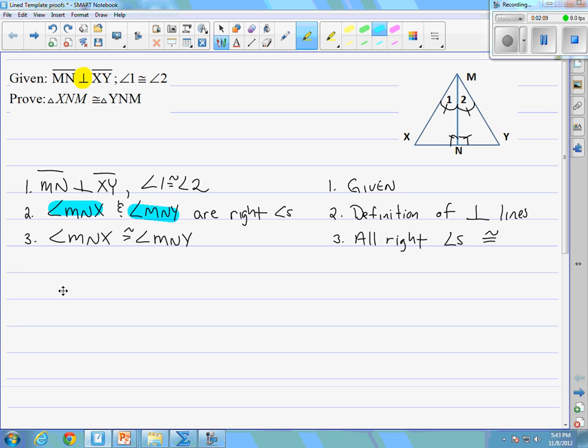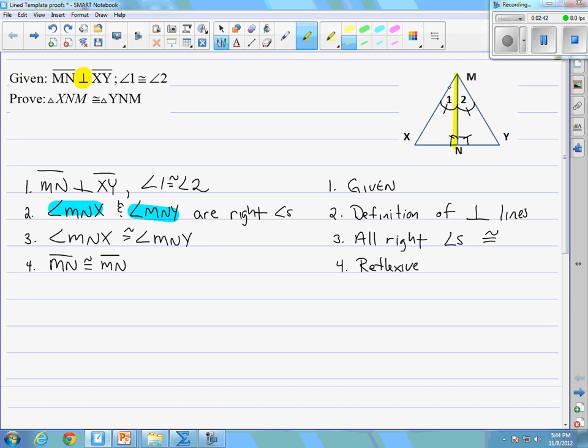Okay, so we've listed our given, we've listed everything we know from our vocabulary. Then we want to look at our picture and identify something that's hidden in our picture. And our picture is hiding another segment congruent to another segment. If we look at MN, that segment shows up in both triangles. So I'll say MN, that segment is congruent to itself. All right, segment MN is congruent to segment MN. That is the reflexive property.